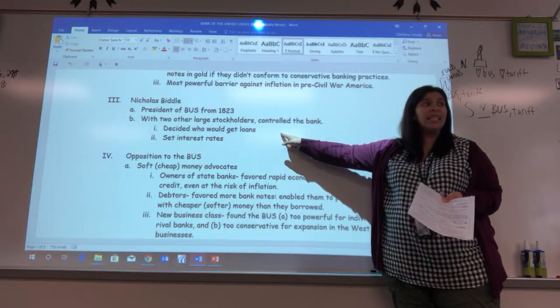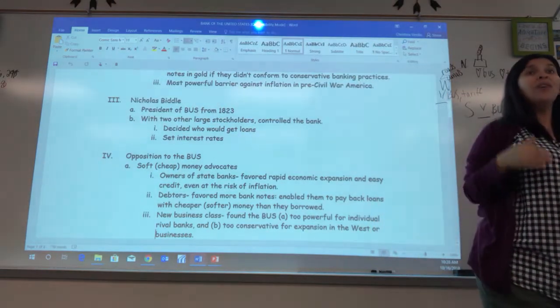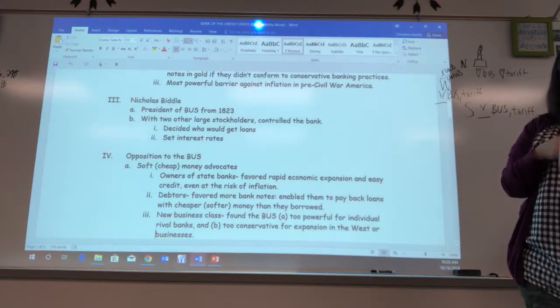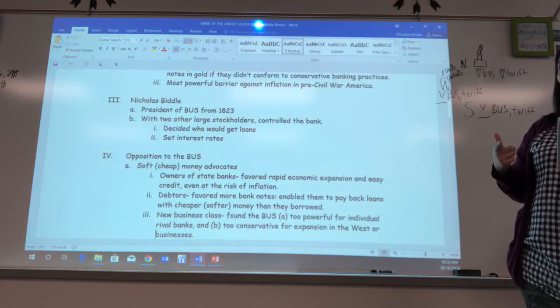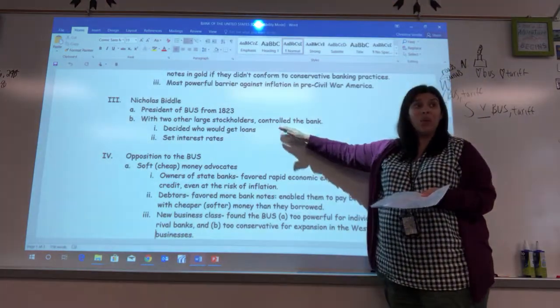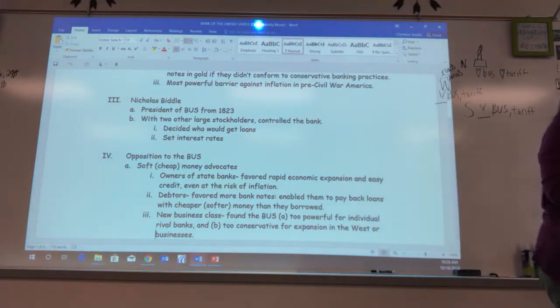Who do you think he's going to decide? The very rich or a common man farmer? The rich. And that's why he's looked at, the second part of our question. He says, why would many think the BUS was a hydra of corruption? Because Nicholas Biddle decided who gets loans, and he's going to only give it to the rich. The next thing is he's going to set the interest rate.